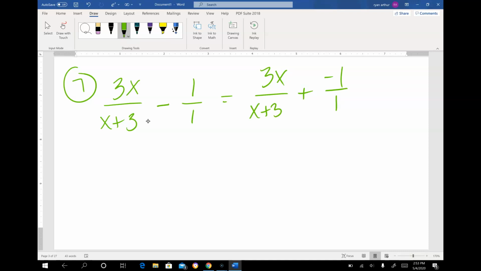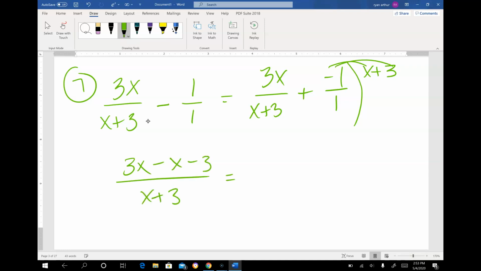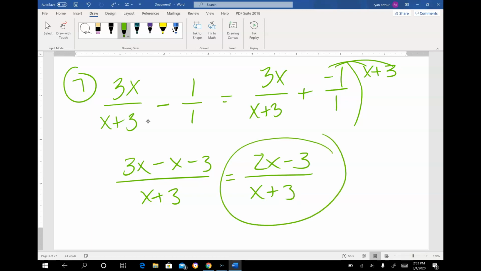Well, obviously we're going to multiply this side by x plus 3. And we've got 3x, distribute the negative 1, minus x minus 3 over x plus 3. 3x minus x is 2x. I can't factor the numerator, so that is it for your answer. Okay?